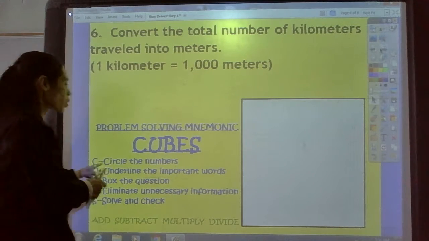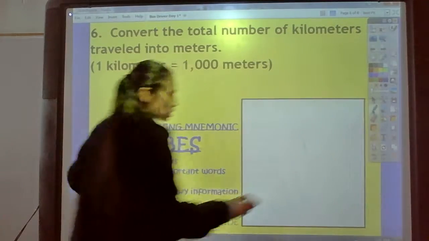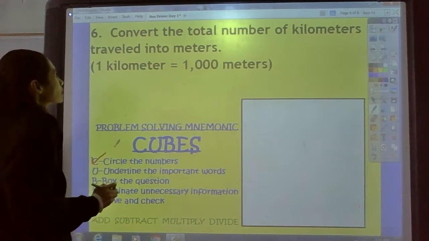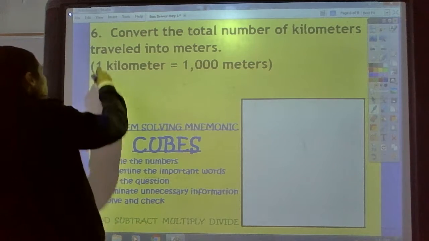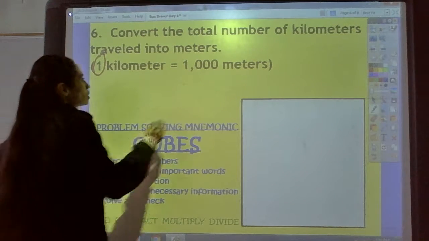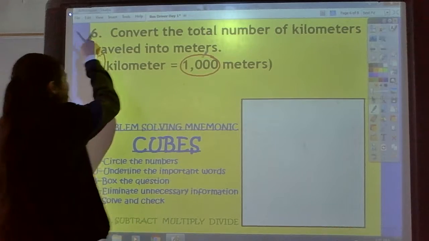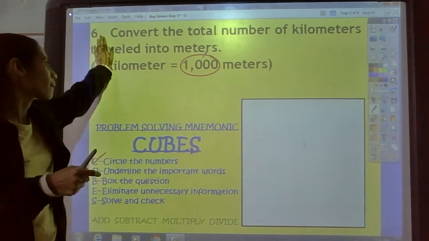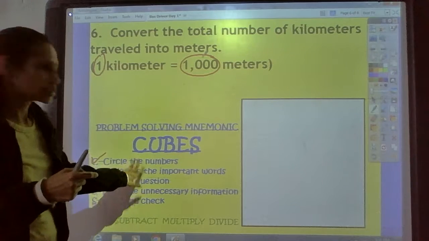First thing we do is what? Circle the numbers. Now you should be getting good at remembering this. Let's find some numbers. Oh, there's a number 1 and 1,000. Okay, that's not a number, that's the number of the problem. We don't need to circle that. All right, that was easy.